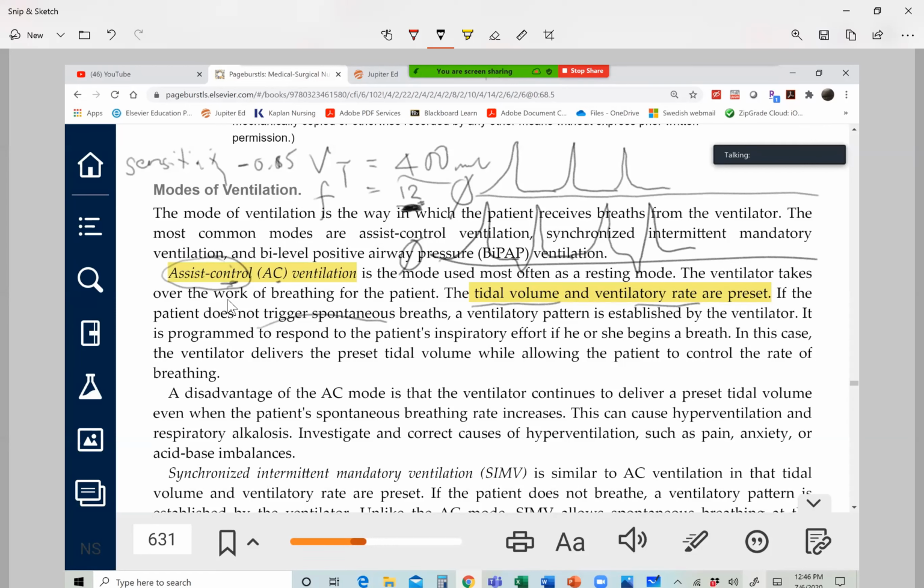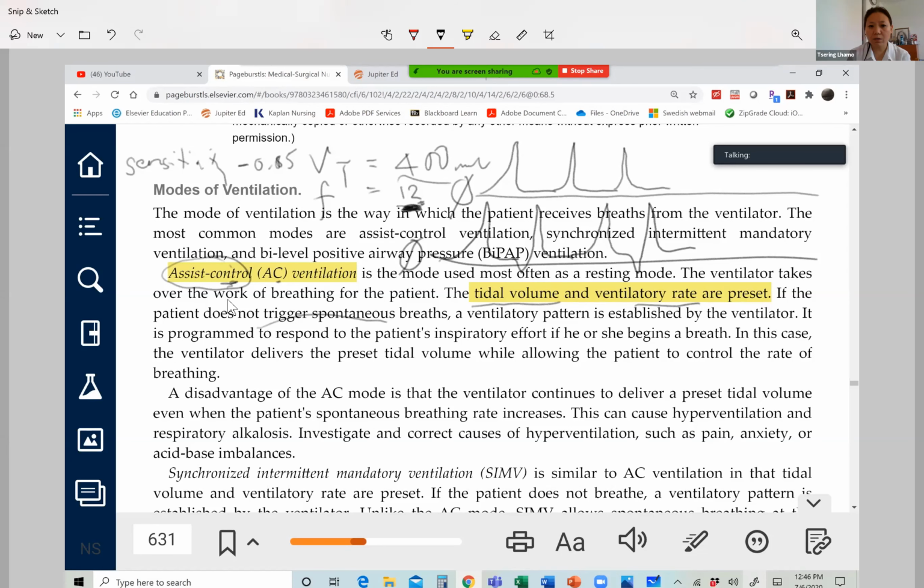Almost all patients are first put on AC. Let's say a patient goes into respiratory failure, becomes a complication of ARDS, for instance, or was just found unconscious. Everybody is put on assist control. Any question on assist control?